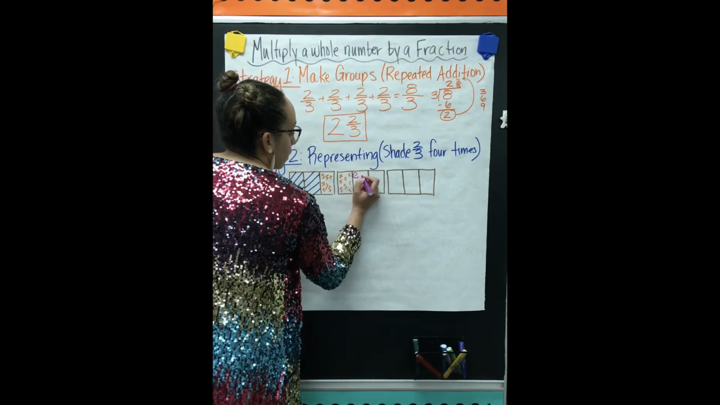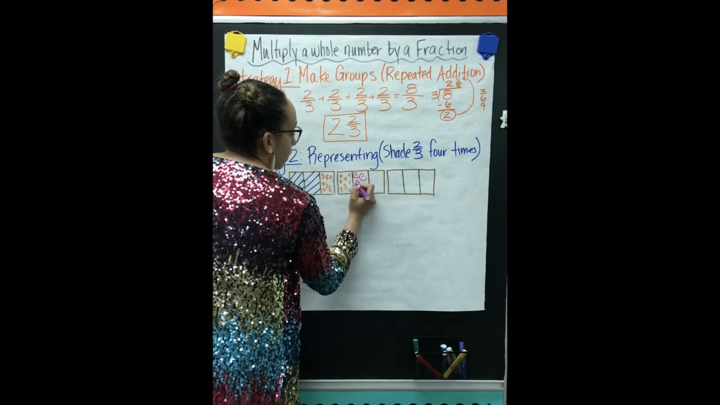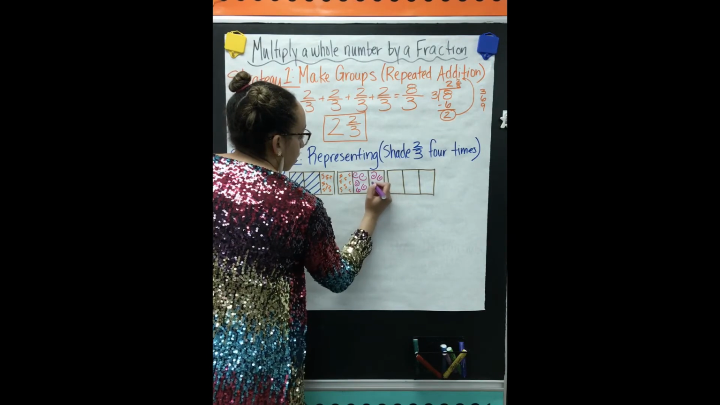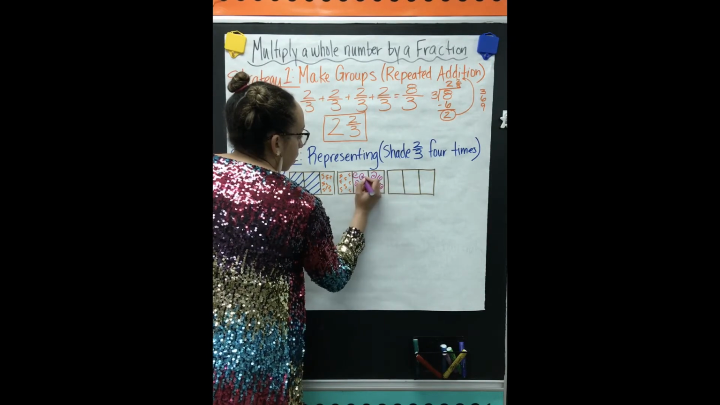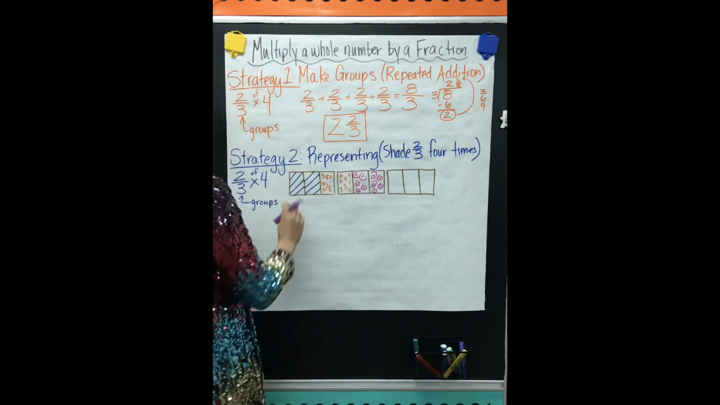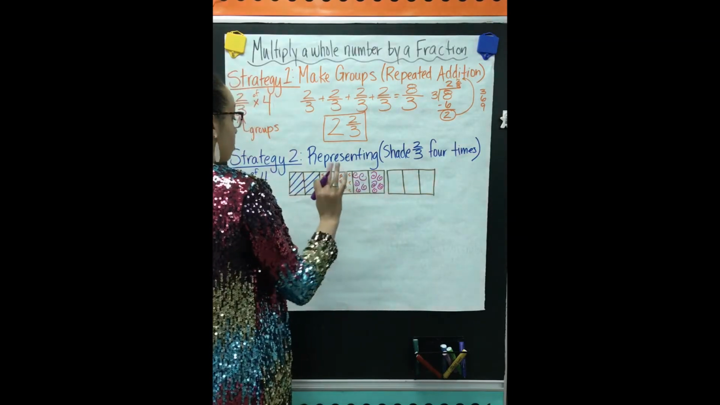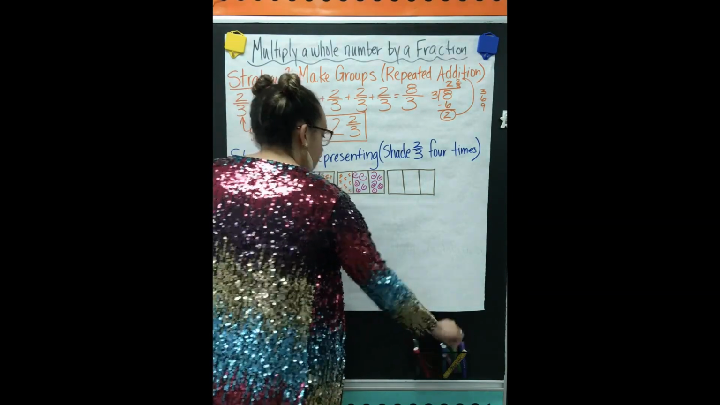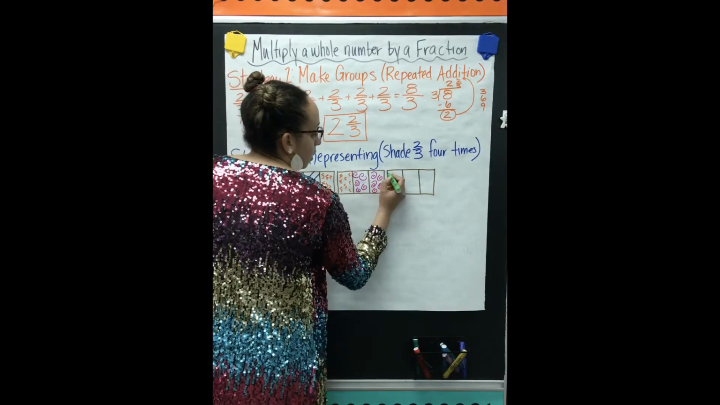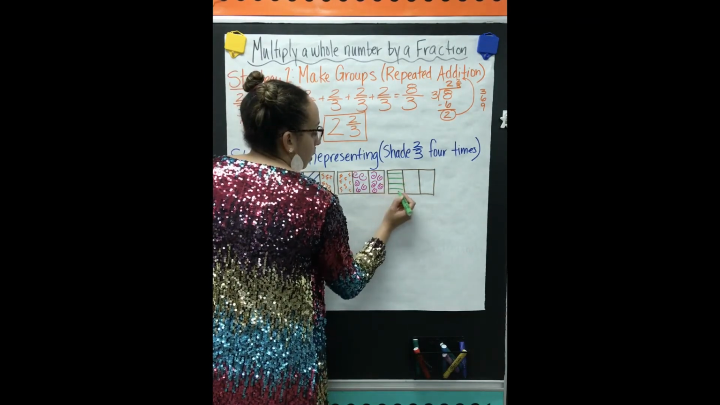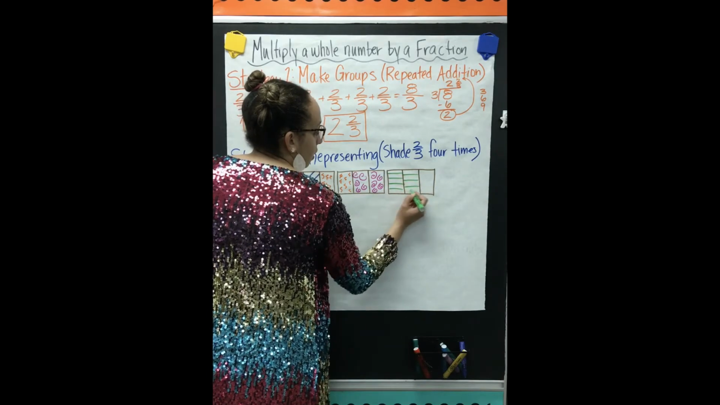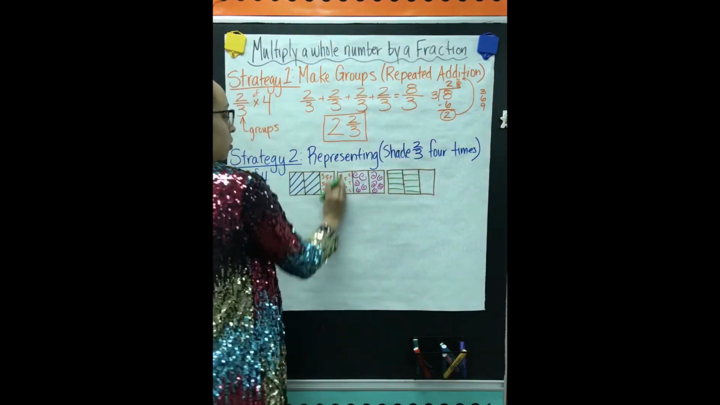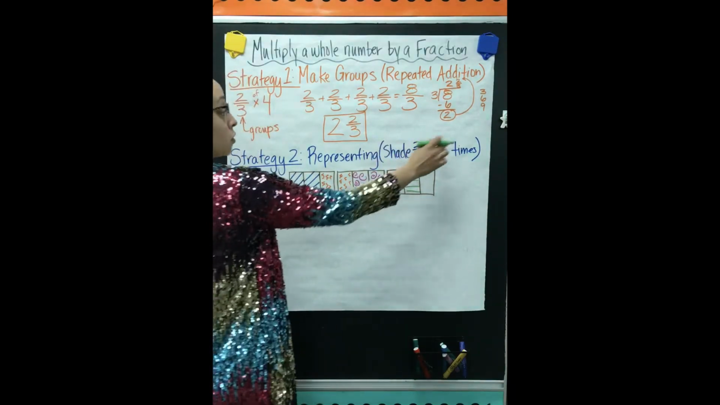Then putting spirals in this one. There's 2, so 2/3, 2/3, 2/3. That's 3 2/3. So we have 2/3, 2/3, 2/3, 2/3. We have 1, 2, 3, 4. We shaded in 2/3 4 times.